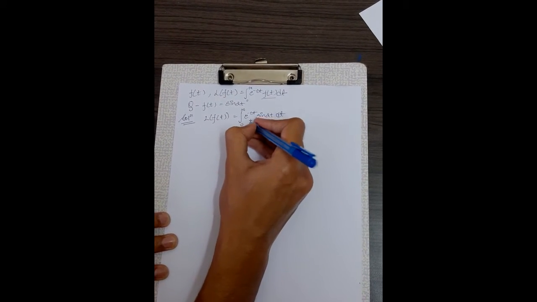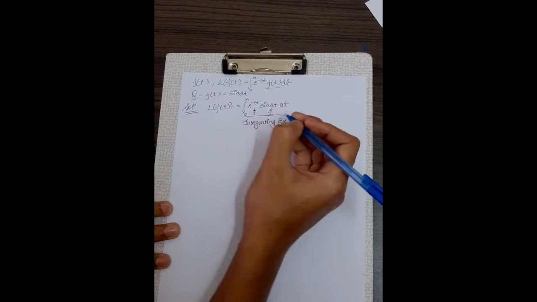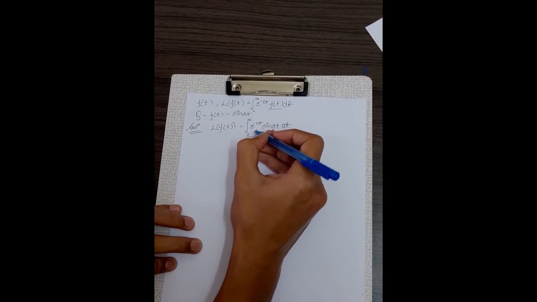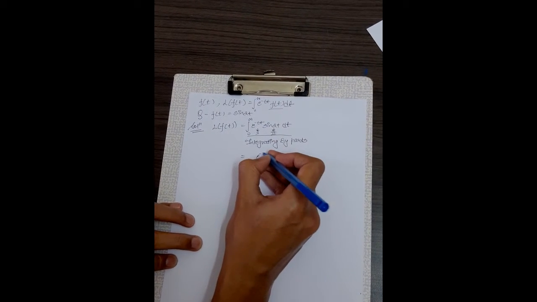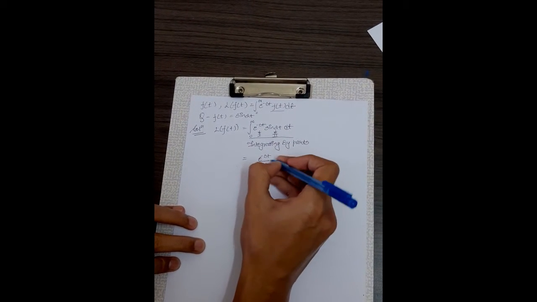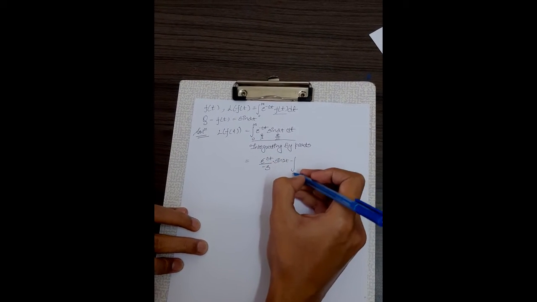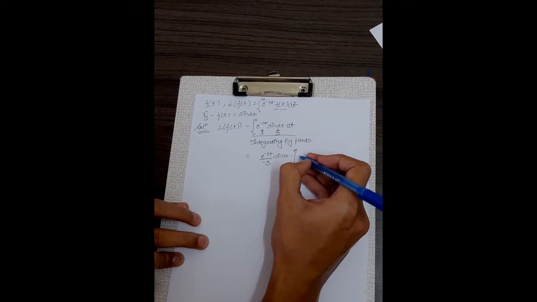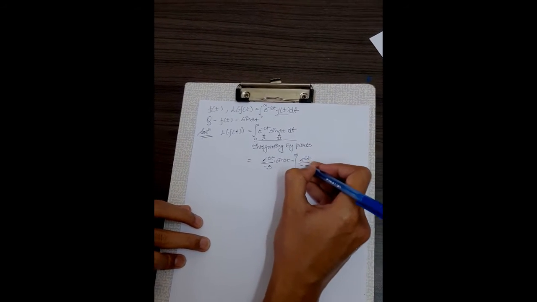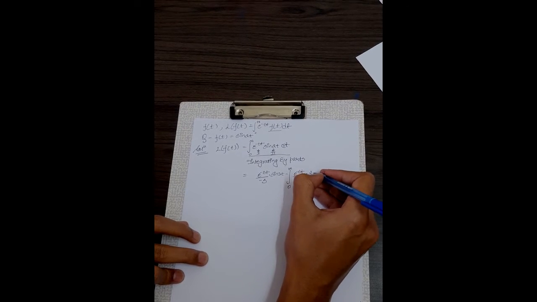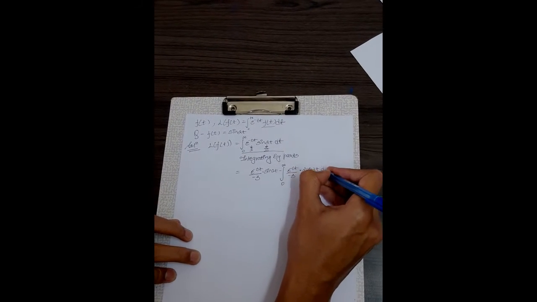We will treat this as first and this as second. So on solving this, we first integrate the first part, e to the power minus st upon minus s times sin 2t, minus the integration from 0 to infinity of e to the power minus st upon minus s, and then we differentiate the second part, that would be 2 cos 2t dt.